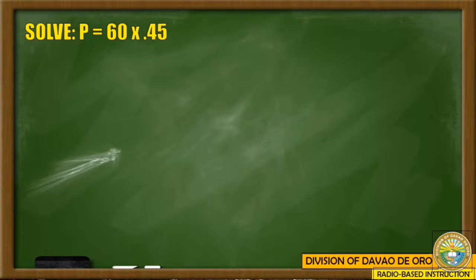Okay, let's solve for the value of percentage. P is equal to 60 times 0.45. First, we will copy 60 times 0.45, then we will multiply. Let's start with 5 times 0, which is 0. 5 times 6 is equal to 30.